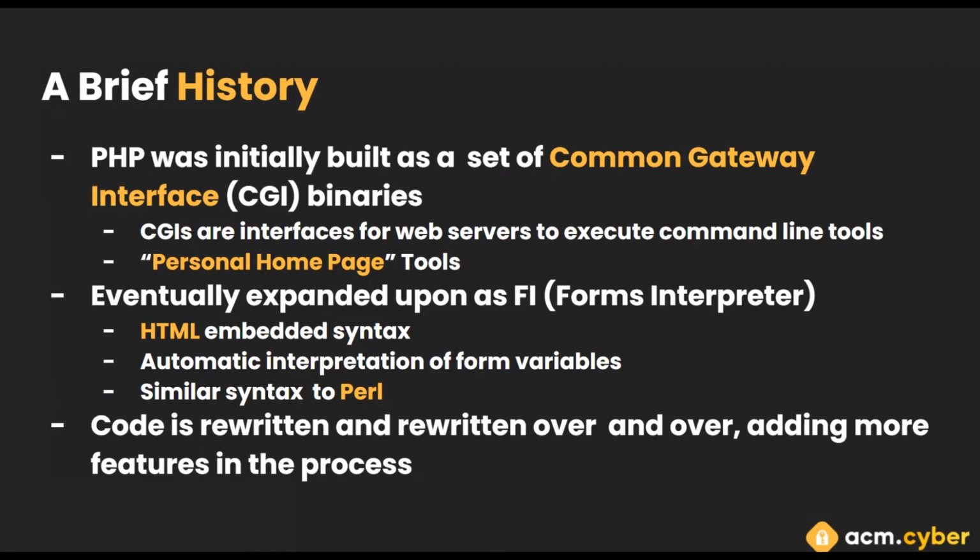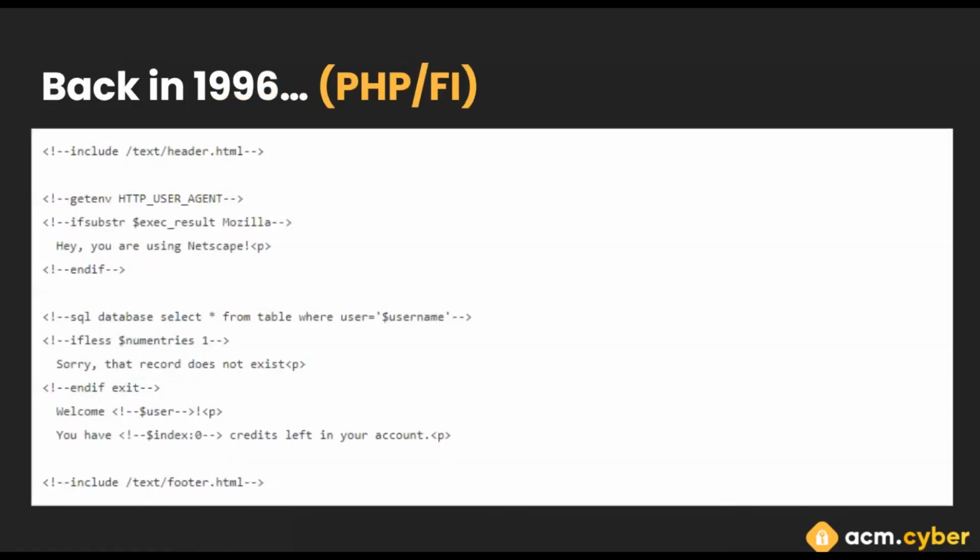The second iteration was Forms Interpreter, where we started to see some of the major features of PHP today, like the HTML embedded syntax and the automatic interpretation of form variables. And there's a lot of inspiration from Perl at this stage. So that's where all the dollar signs come from. Like I said before, they kept rewriting PHP. PHP just kept growing. And so in 1996, we reached this stage of PHP.